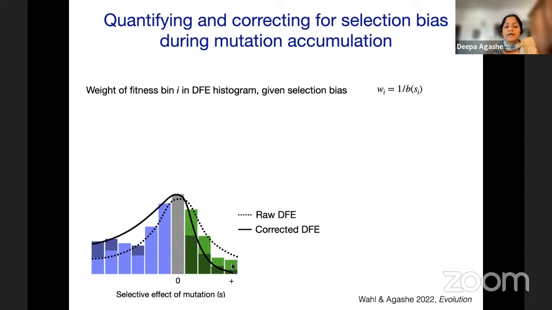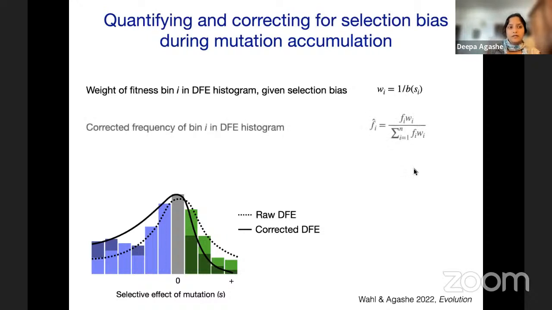So if Si is large, we would give a larger weightage, so this bin should drop by a lot. If the S value is relatively small, we're going to do a weighting which is proportional to the amount of selection we expect there. Based on this, we correct the frequency of each bin in our final DFE histogram, basically by normalizing so that all frequencies add up to 1 in the end.